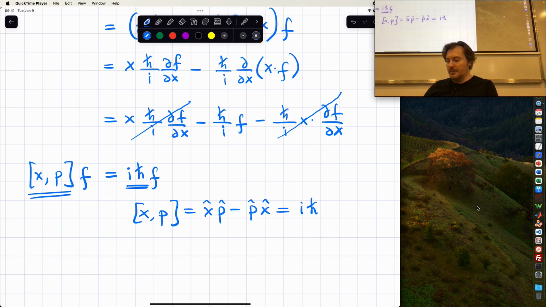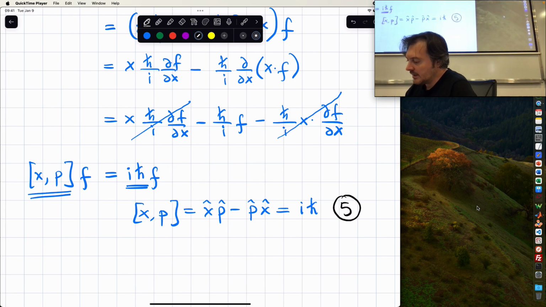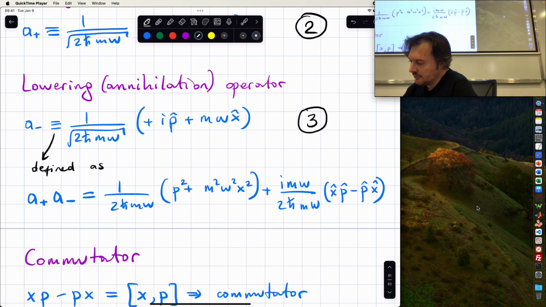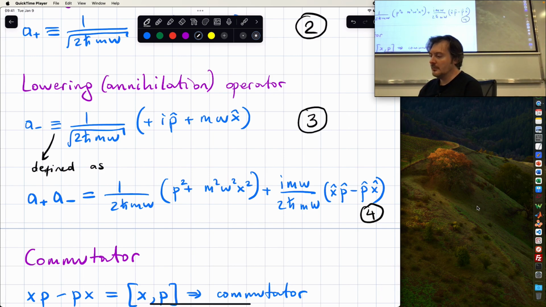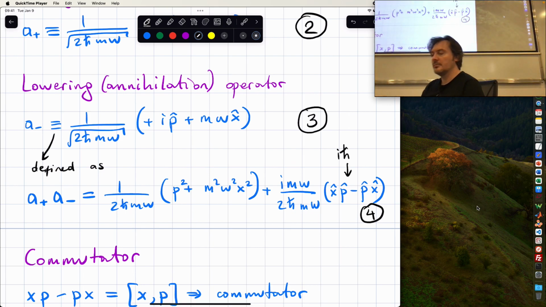It's good for us because, what do I call it? This is equation number 5. So we can use this equation number 5 in our equation number 4. This was 4. Do you see? We can put here i h bar now. Is this clear to everyone or not? Rabel? Yes?